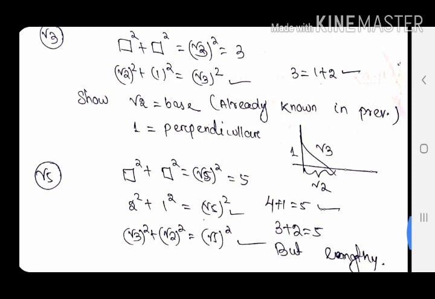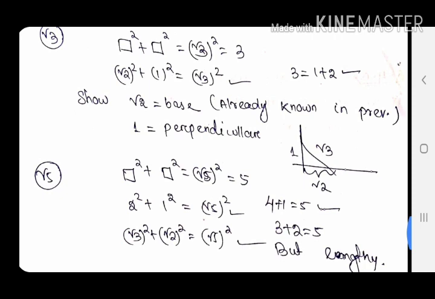Another way, you will say, sir, 5 equals 3 plus 2. I will say, yes, no problem, 5 equals 3 plus 2. So 3 is whose square? It is √3 square. 2 is whose square? It is √2 square. You can follow this method, but it is very lengthy. Why? Now √2 you have calculated.